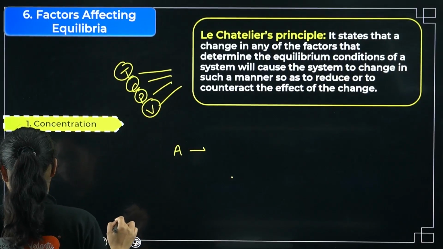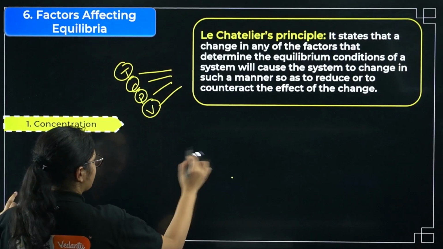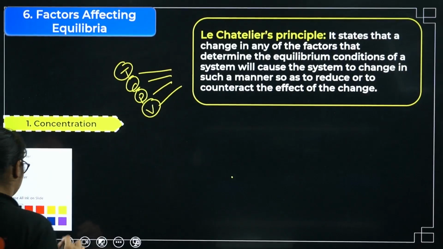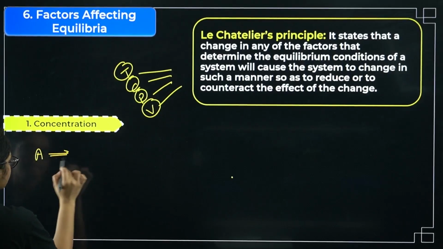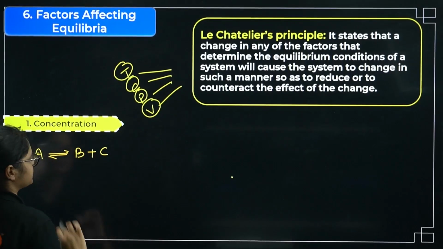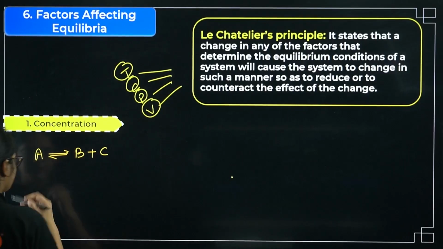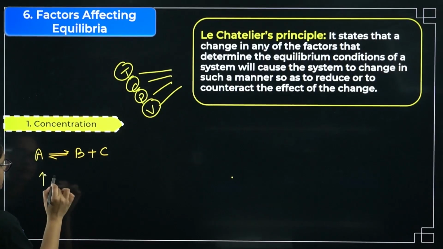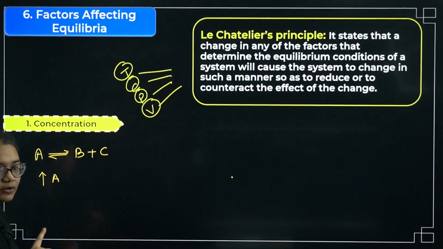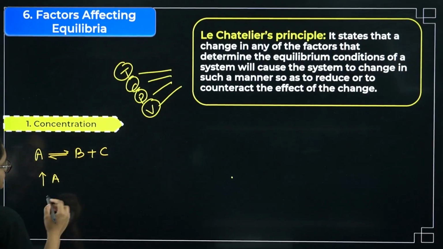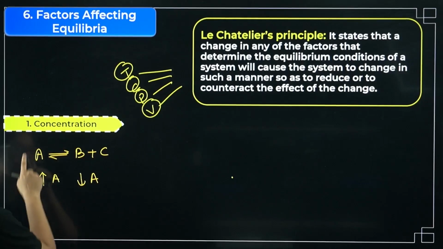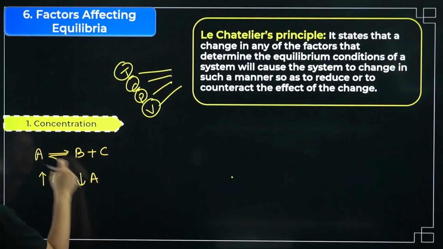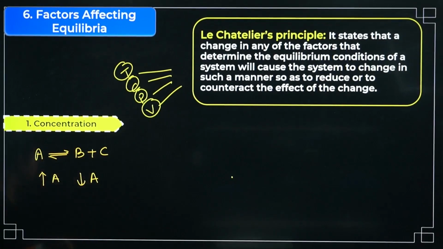Okay, so I will focus on concentration here. Suppose you have taken A gives you B plus C, a reaction is there. Now suppose you have increased the concentration of A. What will the reaction try to do? Reaction will try to decrease the concentration of A.